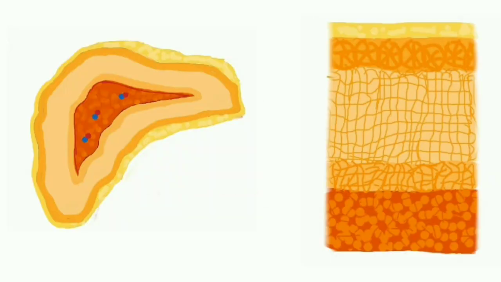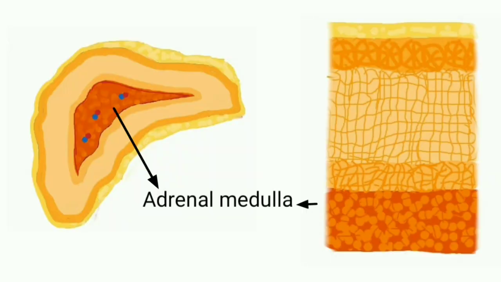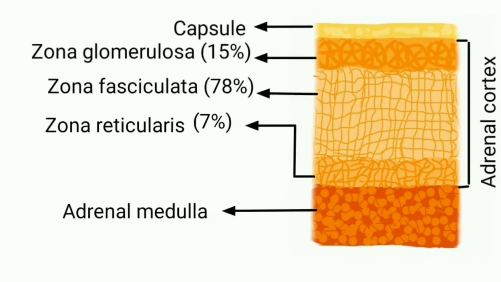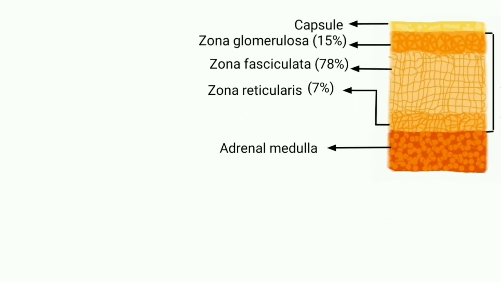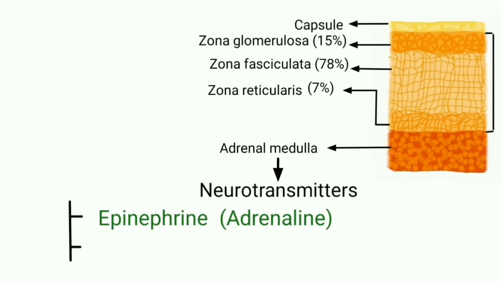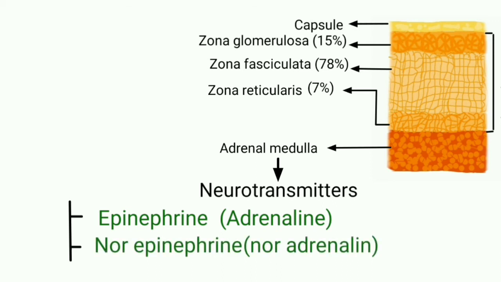Adrenal medulla. Medulla lies in the center of the gland, which forms about 10 to 20% of the adrenal gland and is reddish-brown in color. It contains chromaffin cells, which are large and irregularly shaped and produce the neurotransmitters epinephrine, also called adrenaline, and norepinephrine or noradrenaline. Epinephrine is produced in greater quantities, approximately a 4:1 ratio with norepinephrine. These hormones produce fight or flight response.